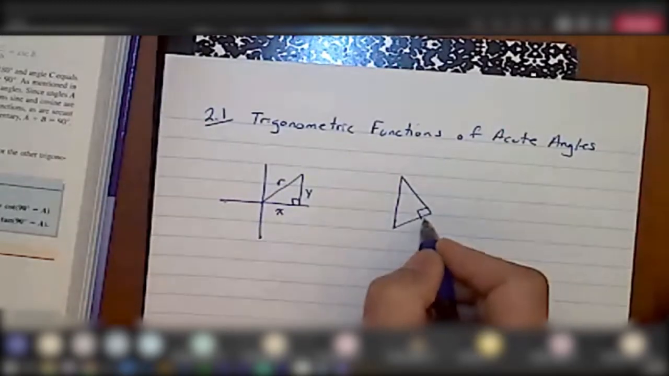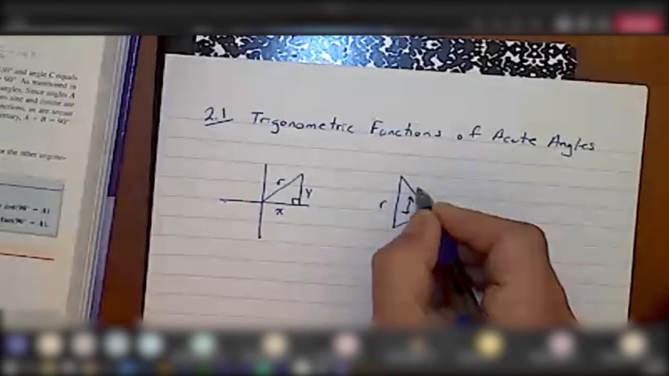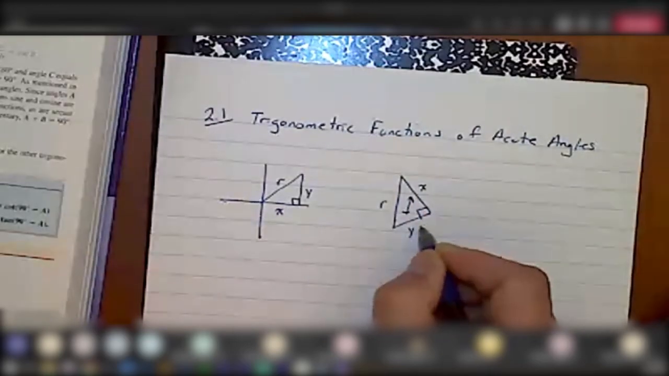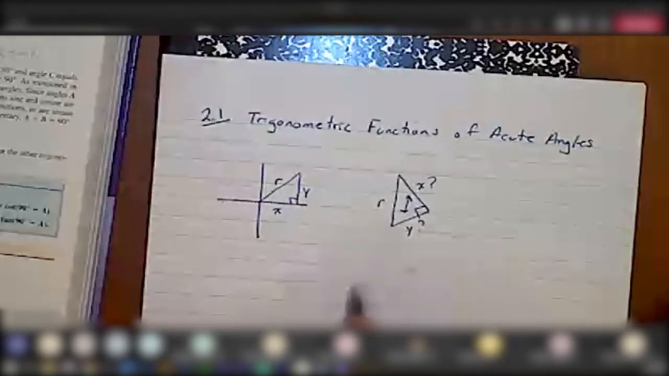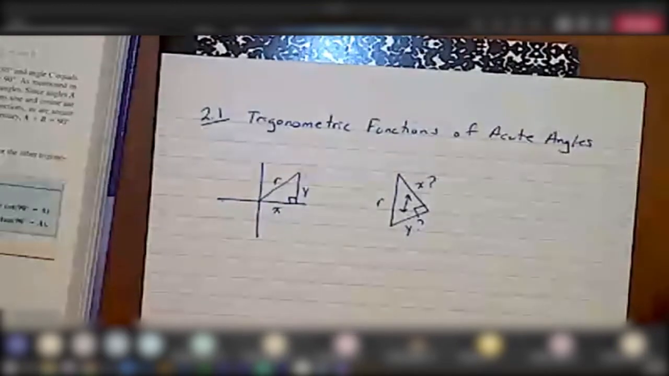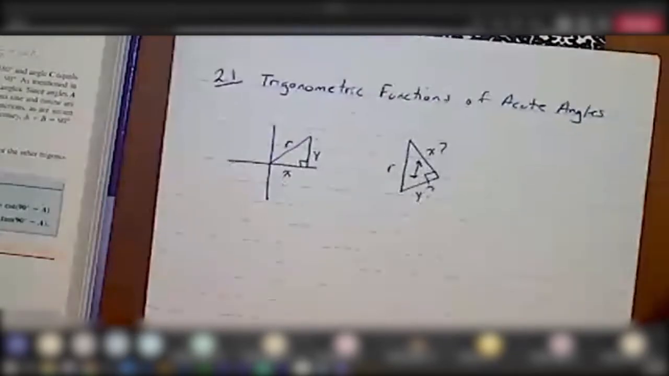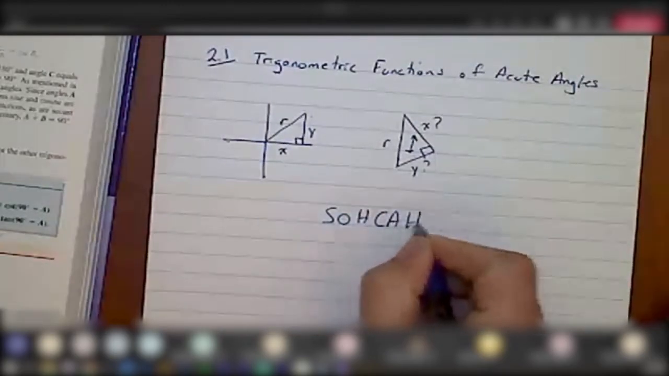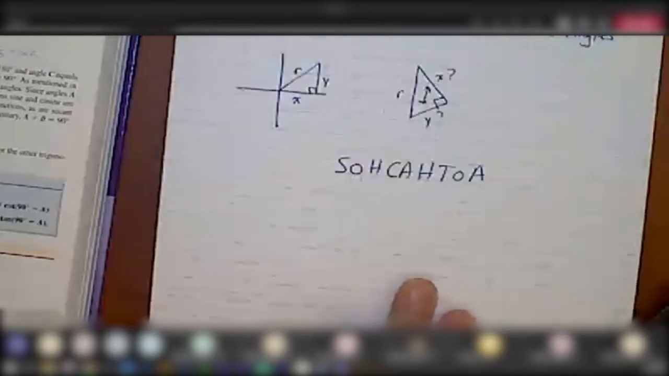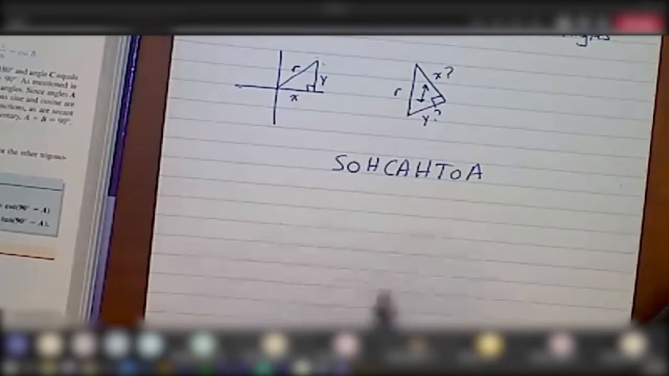When I pull this triangle off the coordinate plane, I know the hypotenuse is still across from the right angle, but I don't know which of these are X and Y. Did I take the triangle, pull it off, and flip it? You don't know that. So we're not sure what X and Y are anymore, and we're now going to have to label things a little differently. We've got a saying for that. It's called SOHCAHTOA. I'll tell you what that means in a little bit.